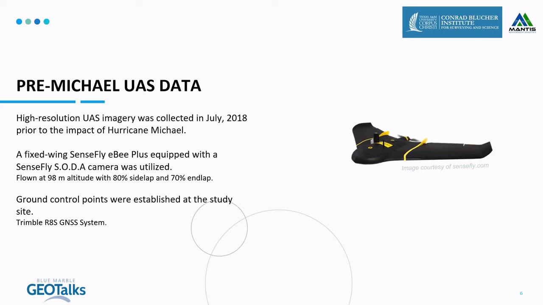And you want to make sure for structure from motion, which I'll go over in a moment, that you have overlap for those images. So it was flown at about 98 meters altitude with 80% side lap and 70% overlap. And in order to actually test the accuracy of the digital elevation model that will be created, we also established a series of ground control points. Those were measured in with an RTK GPS, specifically the Trimble R8S GNSS system.